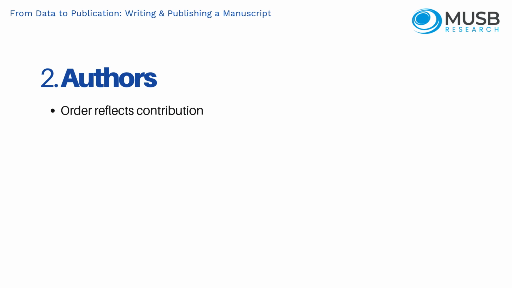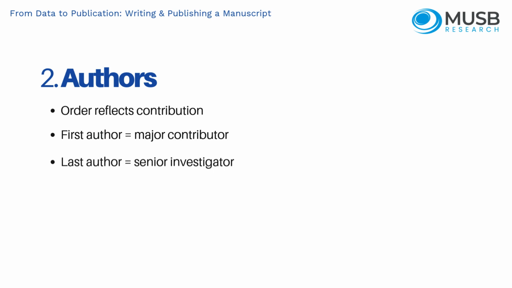Authorship represents both credit and responsibility. Only individuals who made meaningful intellectual contributions should be listed as authors. In most scientific fields, the order reflects contribution. The first author usually conducted the majority of experiments and drafted the manuscript. Middle authors contributed specific expertise, analyses, or experiments. The last author is typically the senior investigator who conceptualized and supervised the project.